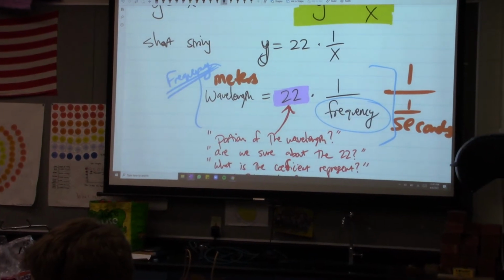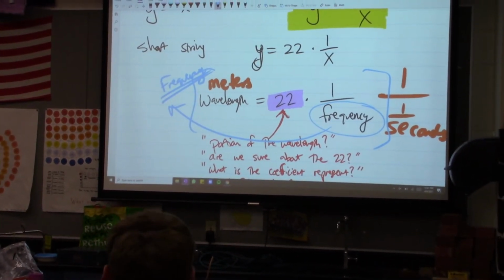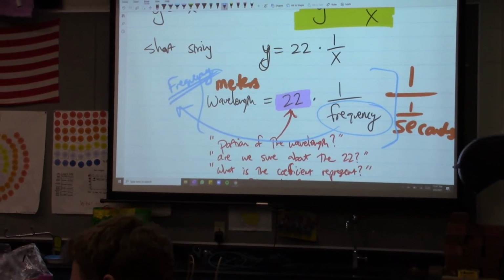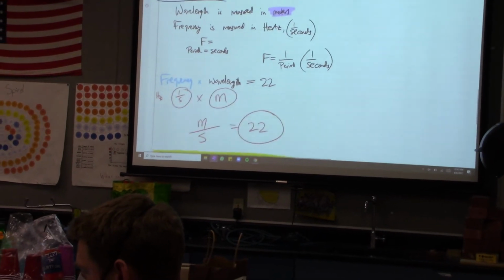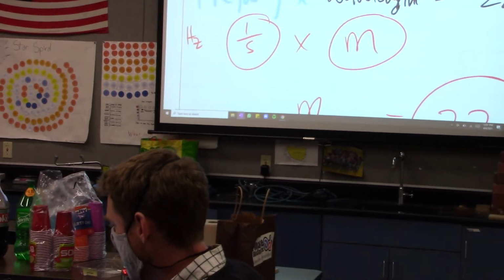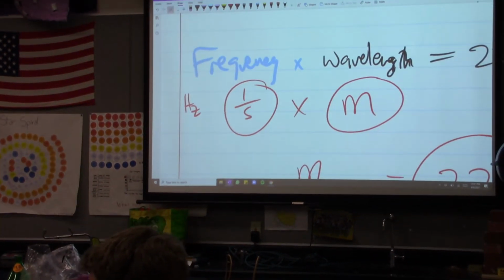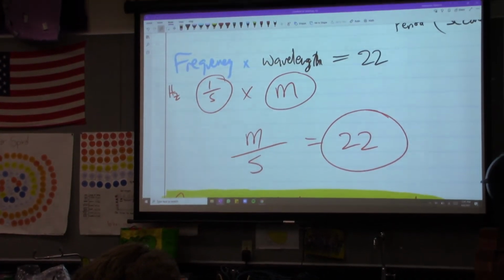In my algebra brain, I'm like, oh, it's in the denominator, just pull it over there. You know what I mean, right? So then frequency times wavelength is equal to 22. Now, frequency is measured in 1 over seconds. Wavelength is measured in meters. When you're multiplying the two, it just becomes meters per second, which is the unit of speed.